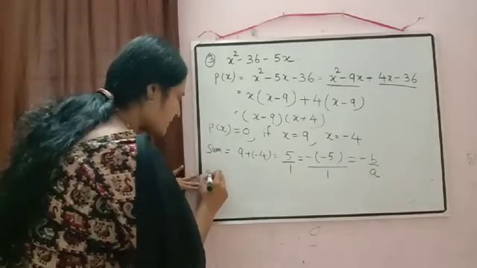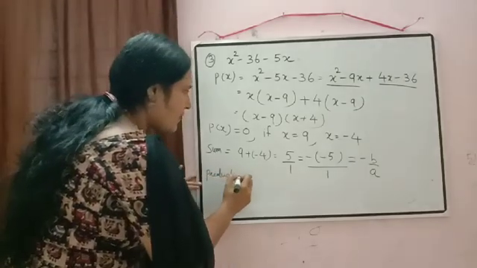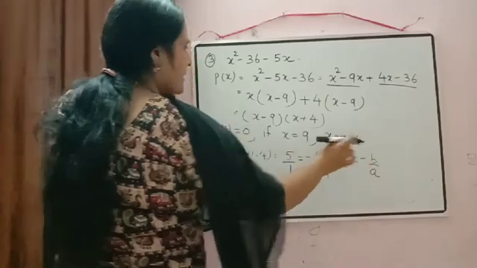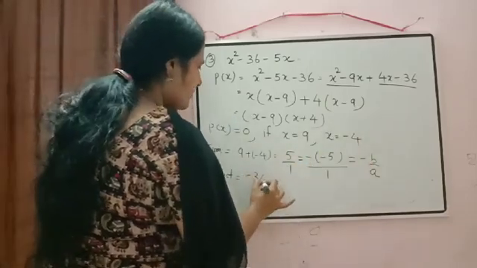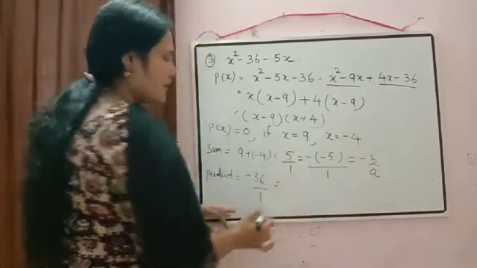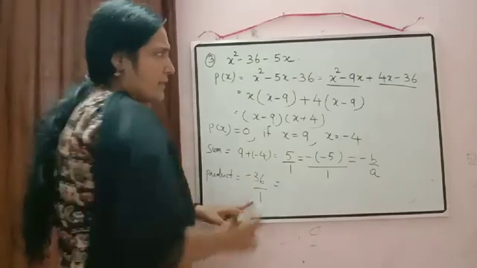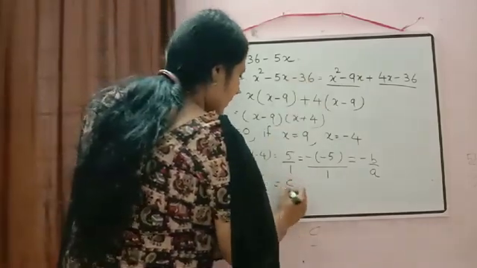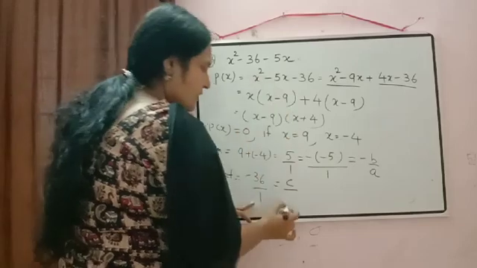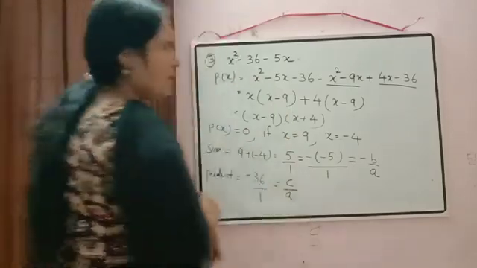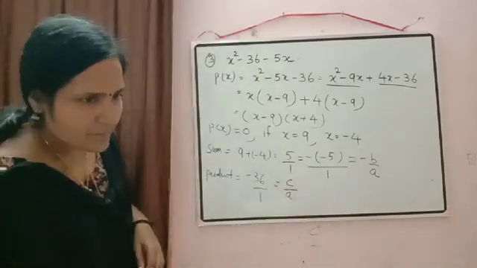Then next, product. What will be the product there? 9 into minus 4. So that will be equal to minus 36, can be written as minus 36 by 1. 36 is the value of c, and a is the coefficient of x square. So c by a. Clear? Okay. Write down.